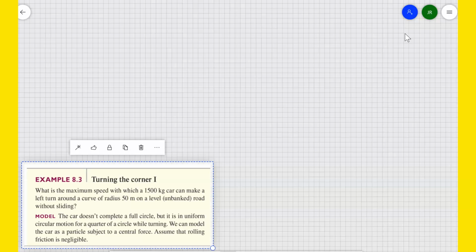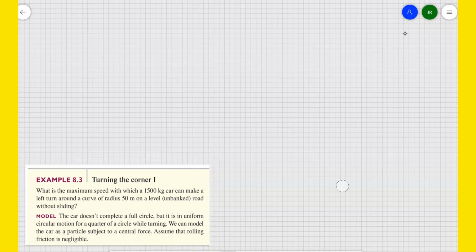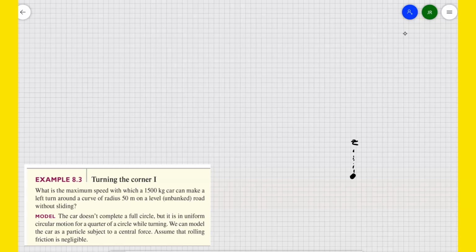Okay, so I'm going to imagine this is the car, and I'm staring at the back of the car. The RTZ plane would be like this. The Z-axis is like this. The T-axis is going into the page. The R-axis is pointing toward the center of the circle.